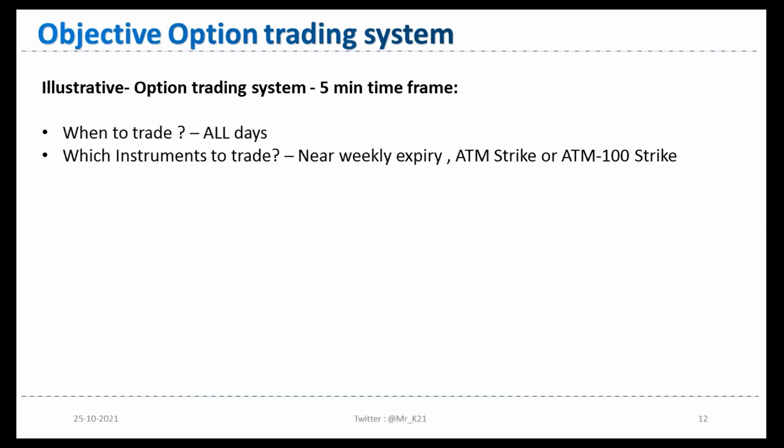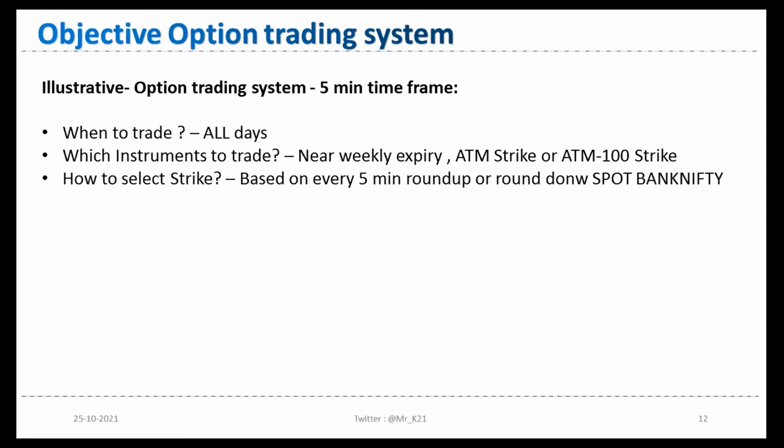Now, strike selection is the most important thing. People are confused about strike selection, which strike to trade. Here again, we are very basic and rule-based. At the money, or possibly at the money minus 100 strike, is to be traded. How to select the strike? Here again, we have a very scientific and robust way to identify the strike price. Based on 5 minutes, we round up and round down our spot Bank Nifty rate, and based on that we identify our at the money.